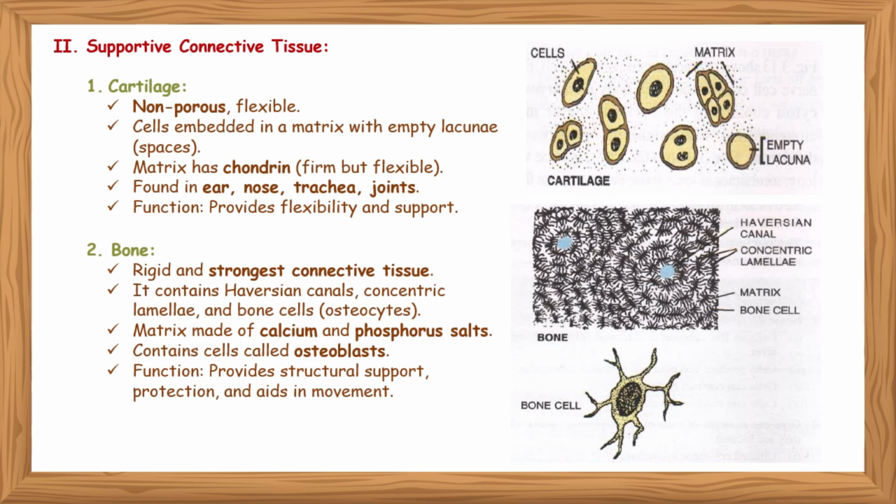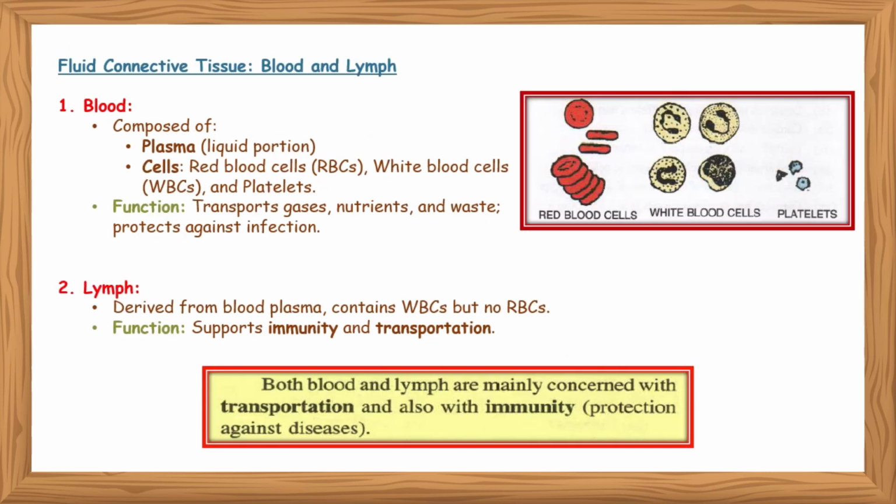Bone is the rigid and strongest connective tissue. It contains Haversian canals or concentric lamellae and bone cells called osteocytes. Their matrix is made up of calcium and phosphorus salts. It also contains cells called osteoblasts. Their function is to provide structural support, protection and aid in movement. These are the images of cartilage and bone, and the lower one is the bone cells.